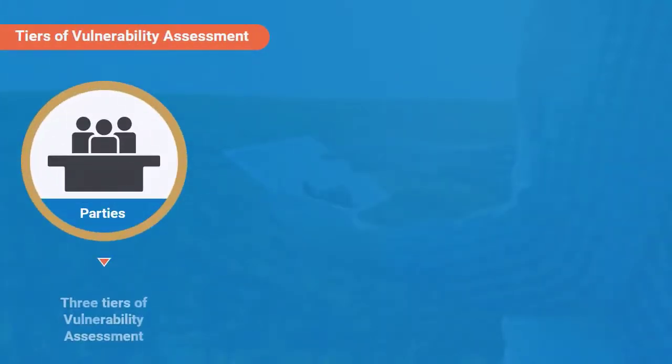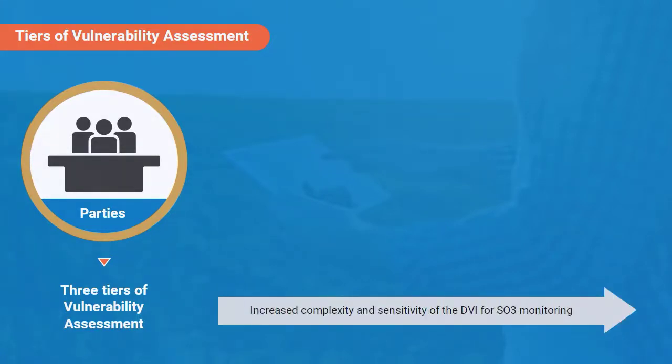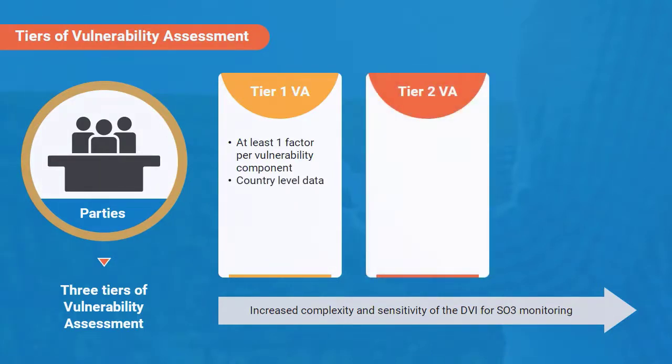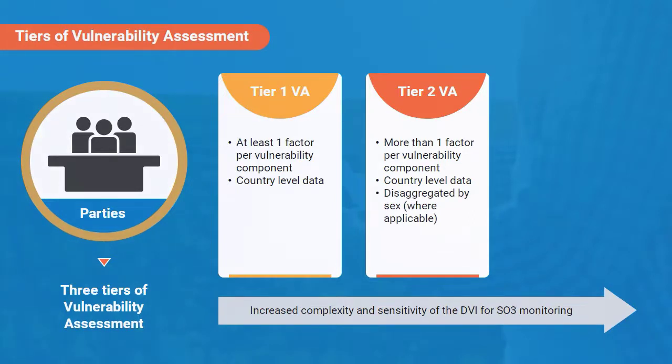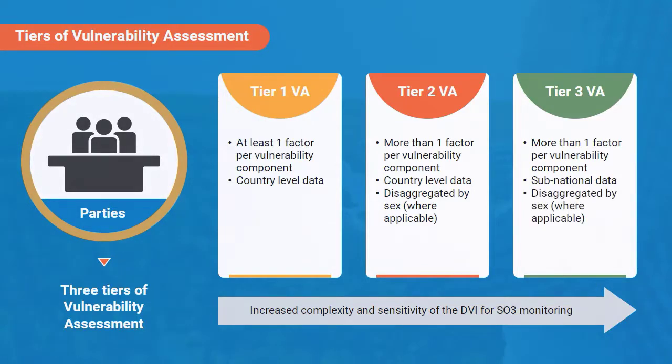Parties may adopt one of the three tiers of vulnerability assessment, presenting increasing levels of computational complexity, but also increased sensitivity. Tier 1 Vulnerability Assessment, or VA, uses at least one factor per vulnerability component at national level. Tier 2 VA uses more than one factor per vulnerability component at national level, with the inclusion of sex disaggregated data where applicable. Tier 3 VA uses more than one factor per vulnerability component at subnational level, with the inclusion of sex disaggregated data where applicable.